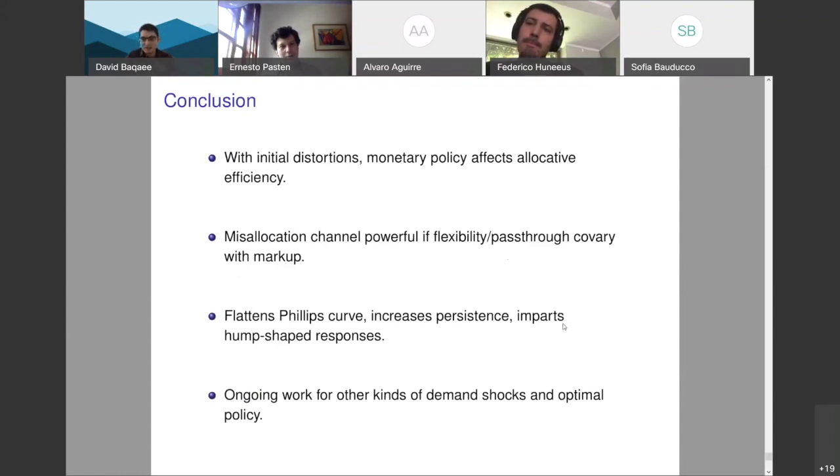The second thing is if there's a systematic reallocation that happens when you get a monetary easing, then these effects can be very powerful. So for example, if realized pass-through co-varies with the initial level of the markup wedge, then monetary policy can affect output quite strongly. And what this is going to result in is a flattening of the Phillips curve, an increase in the persistence, and an imparting of hump-shaped responses for natural reasons.